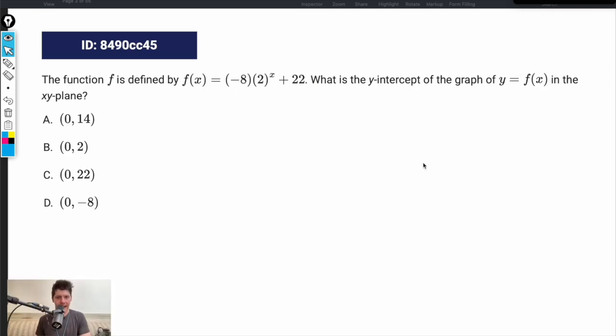Okay, so this is a classic. Why do I say it's a classic? Because it's an easy trap that folks fall into, and it's an easy one to fix. Okay, so here's the big idea. I'll read the whole equation. The function f is defined by f of x equals negative 8 times 2 to the power of x plus 22. What is the y-intercept of the graph of y equals f of x in the coordinate plane?